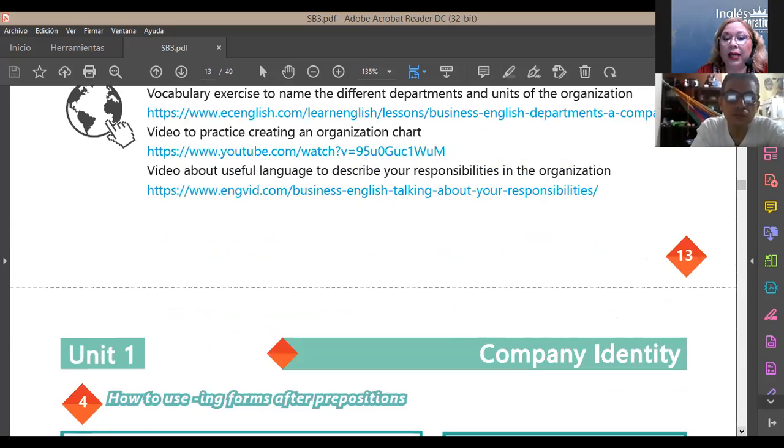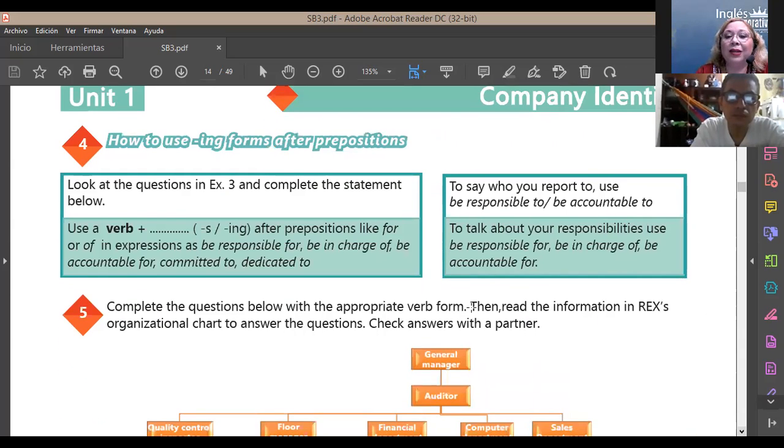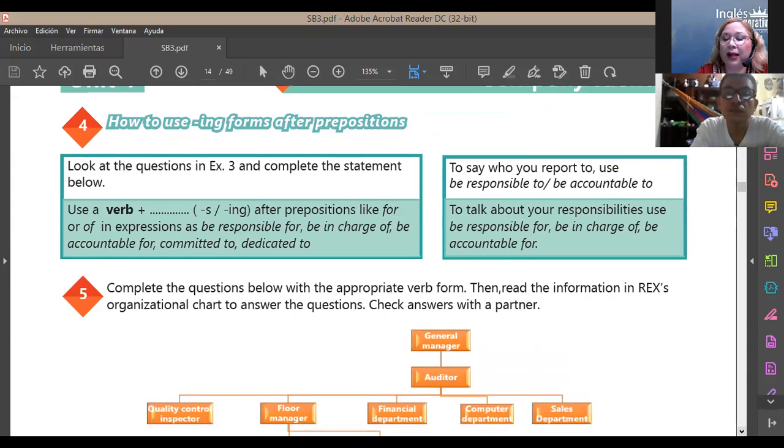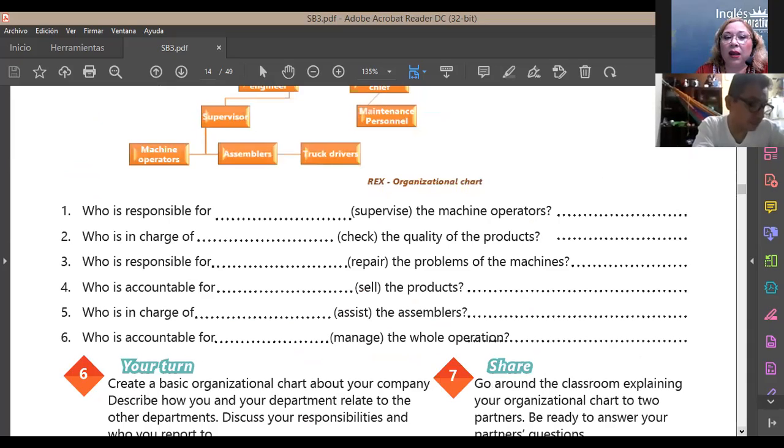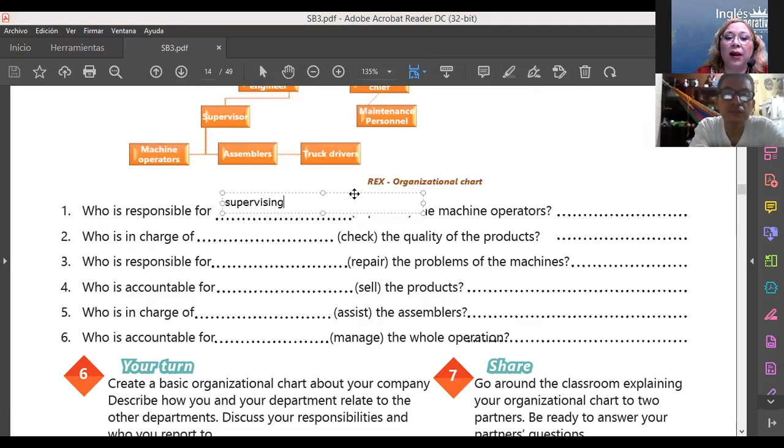Donde podemos tomar el ejemplo. Acá está la norma, mire. Aquí está la norma. La vamos a ver aplicada acá, en la página 14. Yes, page number 14. Entonces, aquí tenemos who is responsible for y le ponemos el verbo en la forma que corresponde, que era supervising, right? Ahí. For supervising the machine operators.